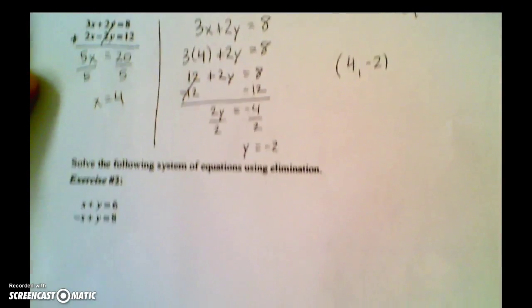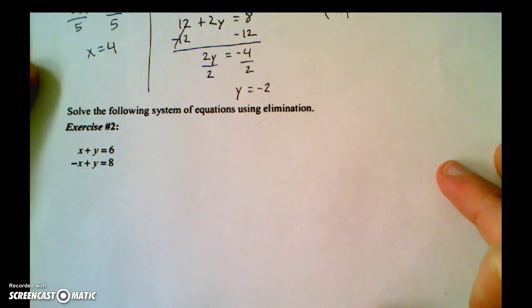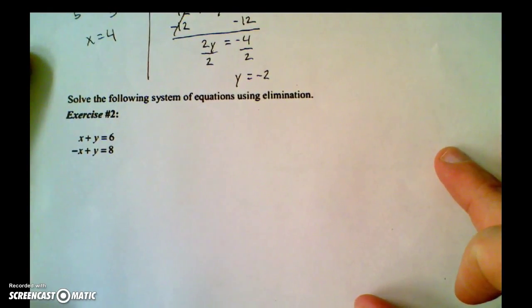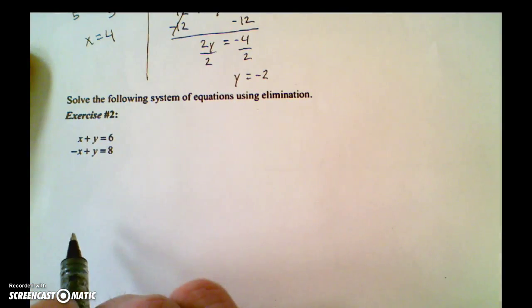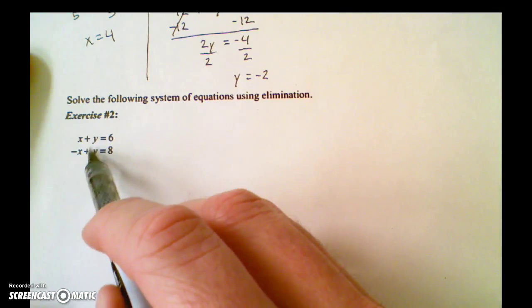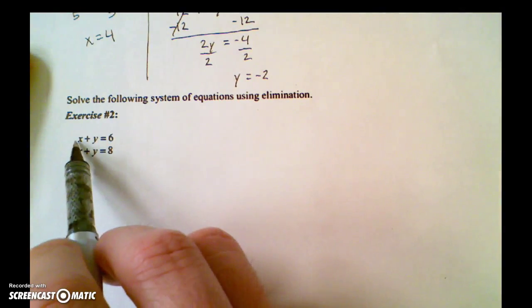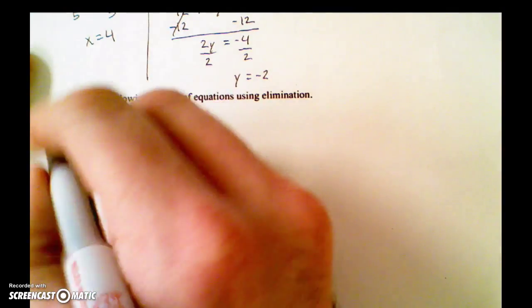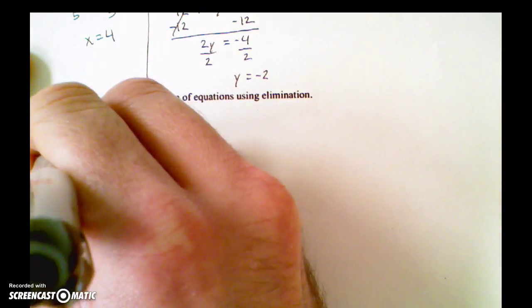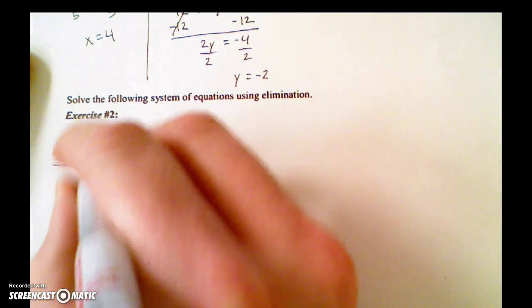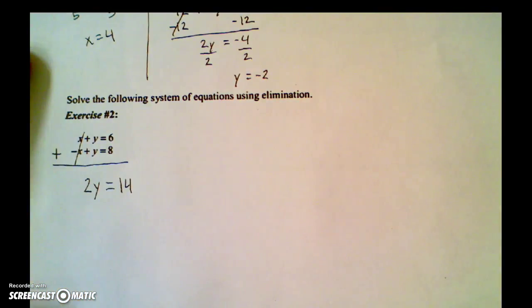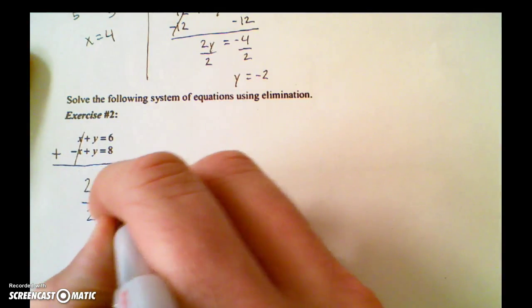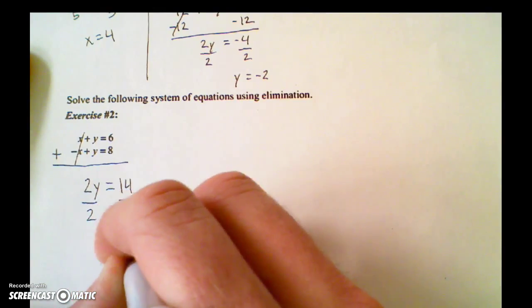So let's look at the bottom set. Solve the following system of equations using elimination. So we know we're going to use elimination because the x's are on top of each other and the y's are on top of each other. Now I'm looking for the positive and negative variable, and it looks like there is a positive x and a negative x. So here, when I add these two equations together, my x's eliminate, y plus y gives me 2y, and 6 plus 8 is 14. And now I can divide by 2, and y equals 7.